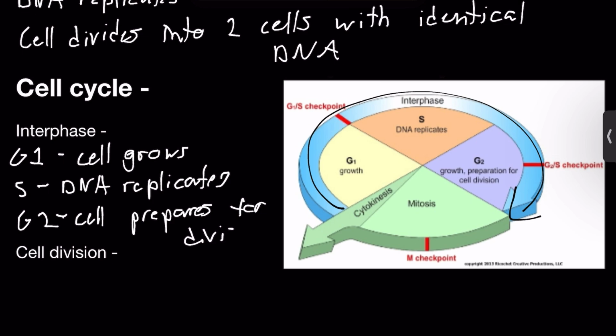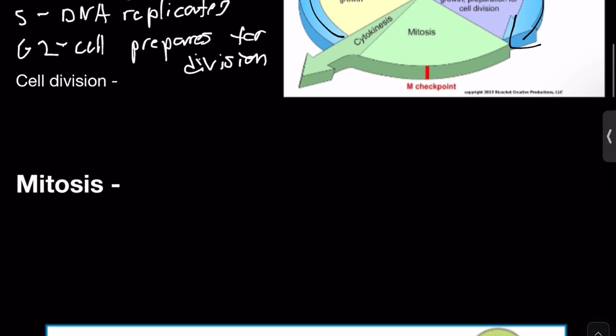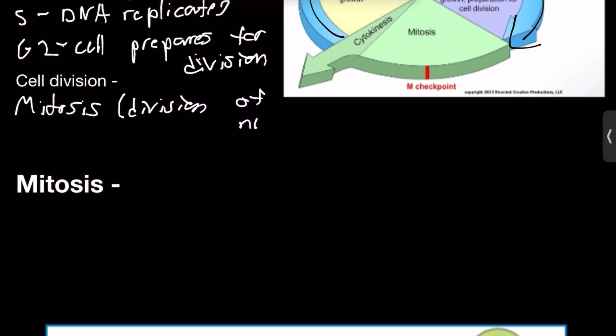So after the G2 phase, when the cell is fully ready to divide, we go into actual cell division. So cell division has two parts. The first is mitosis, which is the division of the nucleus. So the nucleus with all the DNA splits. As we know, the DNA has copied itself, so there's twice the normal amount of DNA. So this splits evenly. And then after that step is cytokinesis, which happens for a very short period of time.